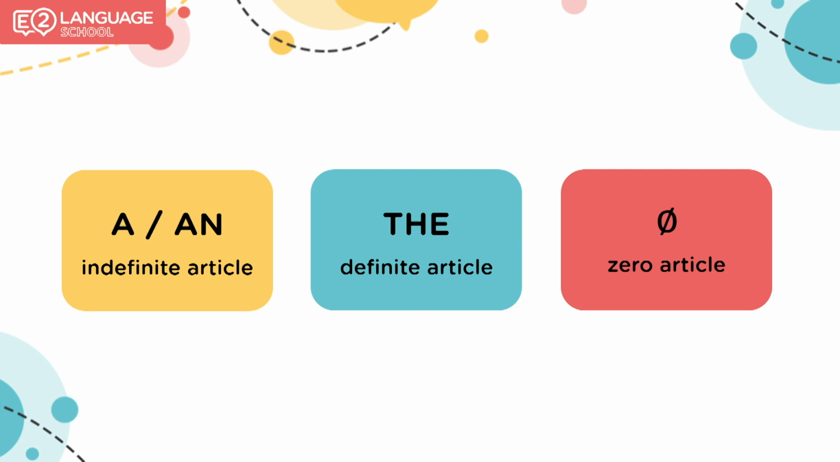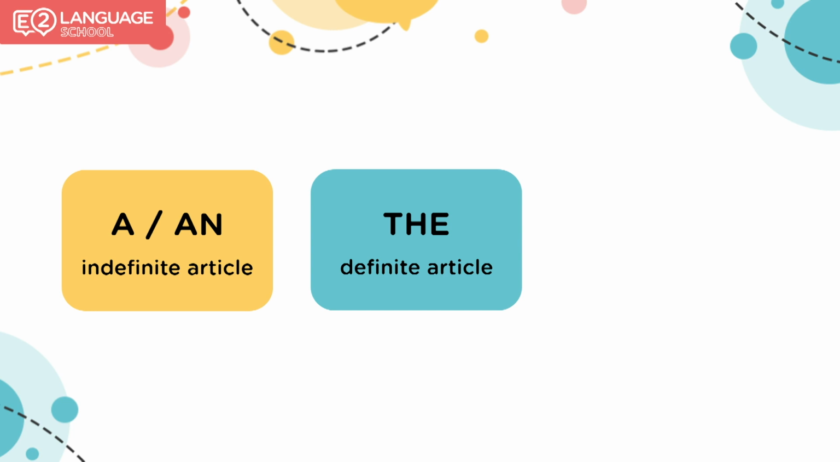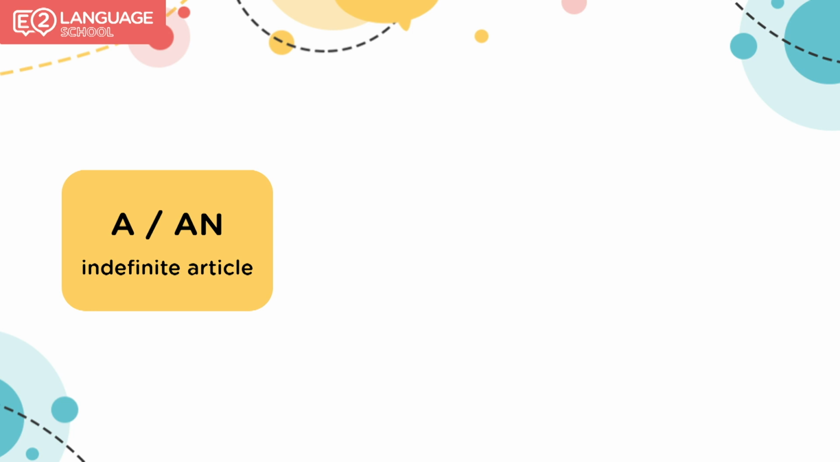Okay, so there are three different types of articles in English. We've got a and an, the indefinite article, the, which is the definite article, and lastly, the zero article. So that means no article. And as I said, in today's class, we're just going to focus on a and an. So this is part one. Part two will focus on the. Part three will focus on no article.